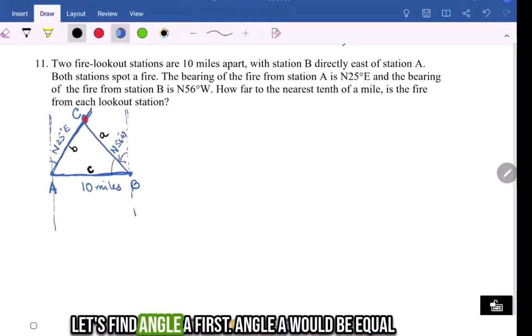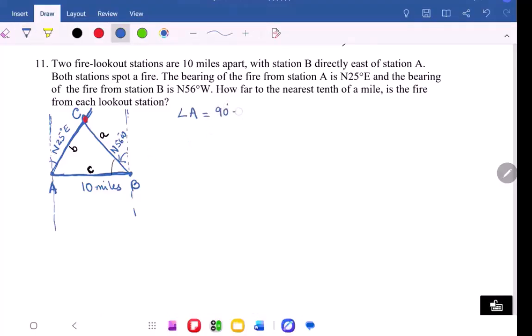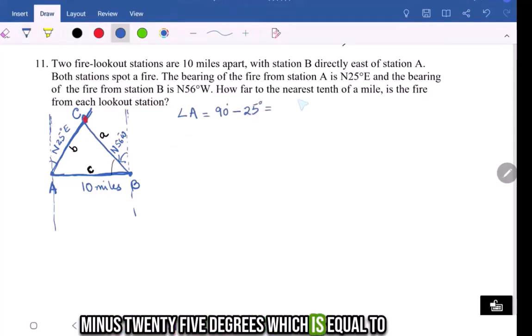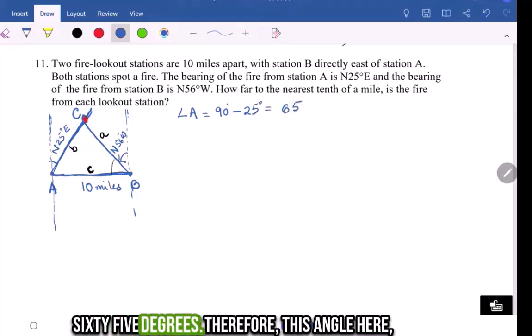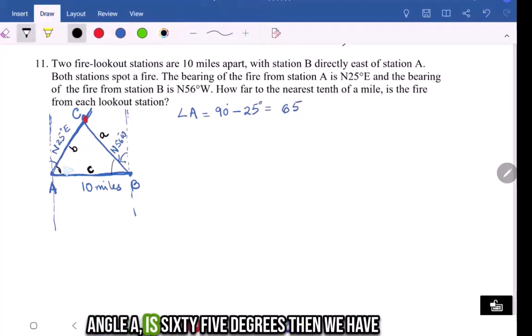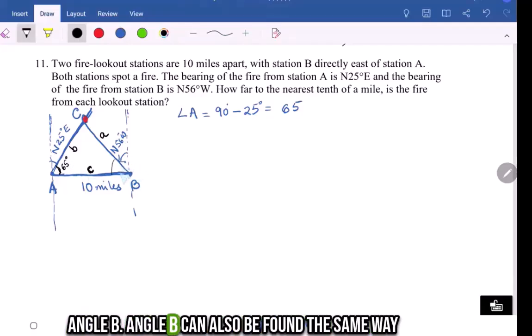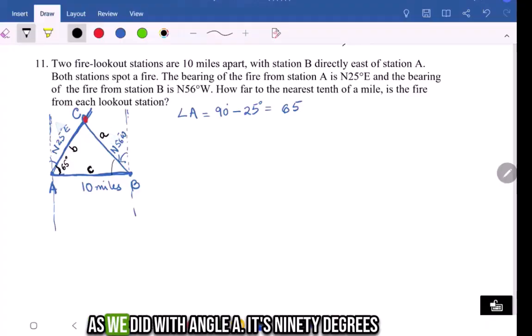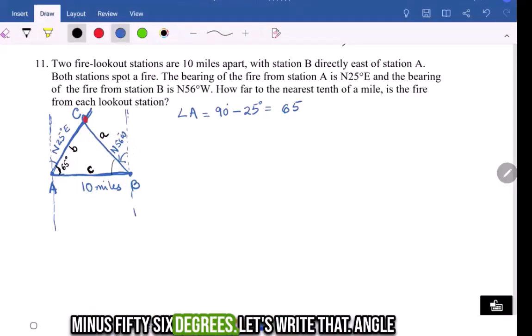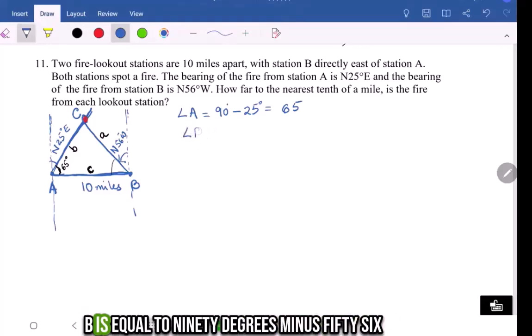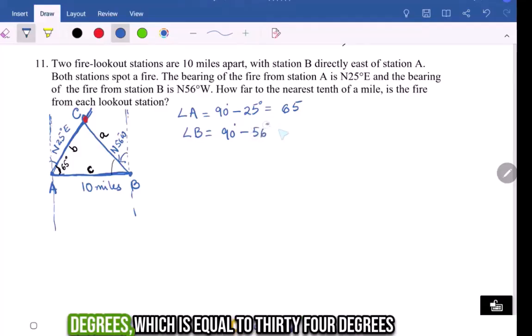So let's find angle A first. Angle A would be equal to 90 degrees minus 25 degrees, which is equal to 65 degrees. Therefore, this angle here, angle A, is 65 degrees. Then we have angle B. Angle B can also be found the same way as we did with angle A. It's 90 degrees minus 56 degrees. Let's write that. Angle B is equal to 90 degrees minus 56 degrees, which is equal to 34 degrees, right?